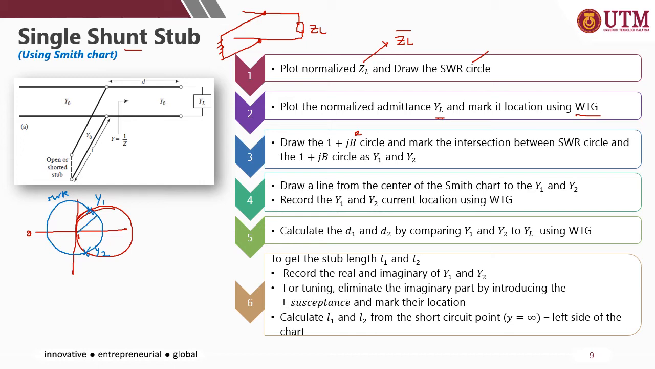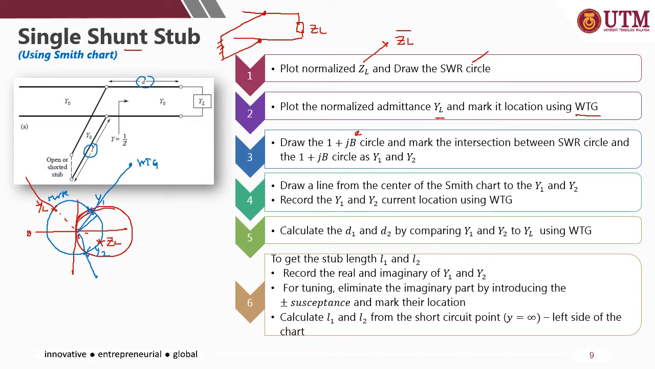So you extend the line from the center and look at the position using WTG, wavelength towards generator, for Y1 and Y2, and then calculate the distance. The two parameters you need to identify in designing a single shunt stub are D and L. To find D, you can compare the wavelength of Y1 and Y2 to YL. For example, your ZL is here, so you get your YL somewhere there.